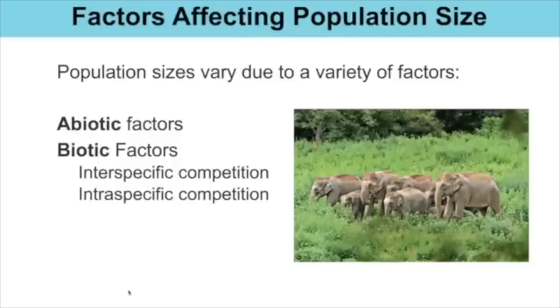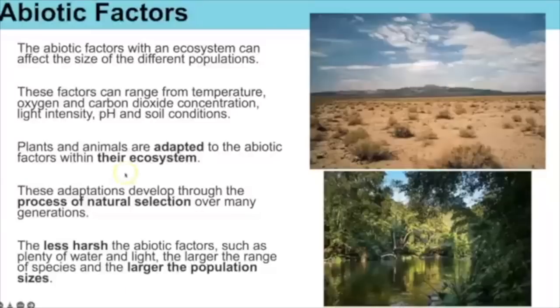We have a look then at the abiotic factors and the biotic factors. Abiotic factors, as we said, are the non-living components of the ecosystem, and these can be factors like the temperature, oxygen and carbon dioxide concentration, light intensity, pH and soil conditions. Plants and animals are adapted to the abiotic factors within their ecosystem. These adaptations develop through the process of natural selection over many generations. The less harsh the abiotic factors, so for example if there's plenty of water and light, the larger the range of species and the larger the population size.